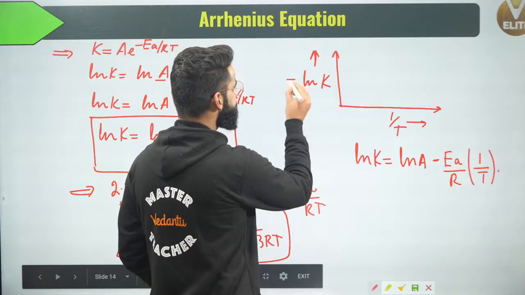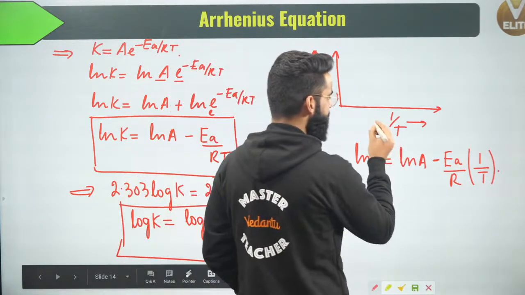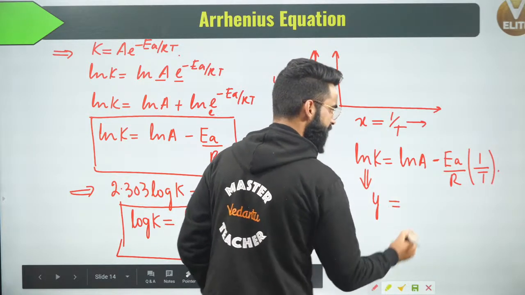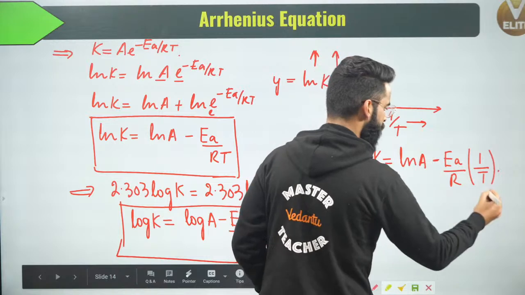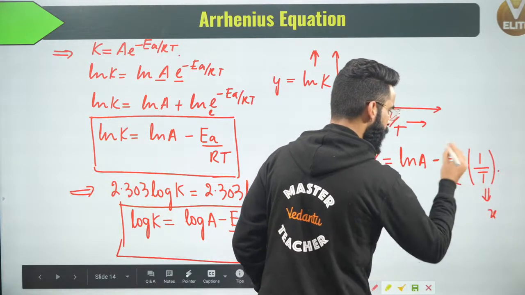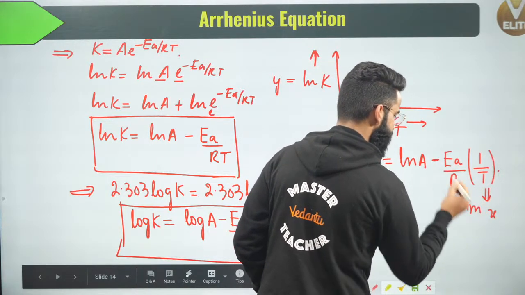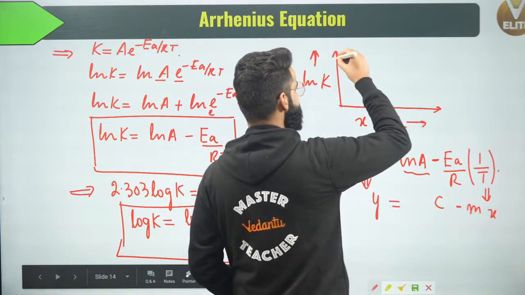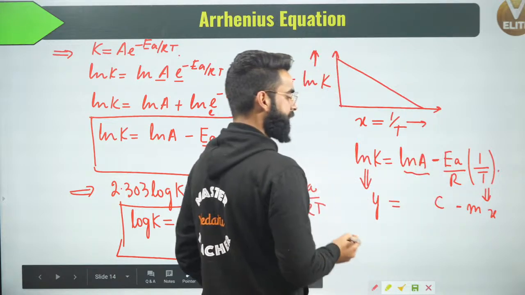Now people, along the y-axis I'm plotting ln of K. Along the x-axis I'm plotting 1 by T. Instead of ln of K, you are going to write y is equal to. Instead of 1 by T, you are going to write x. And this whole term is your slope m. Over here the sign is negative. Instead of ln A, you are going to write c. y is equal to minus mx plus c. That means the curve is a straight line like this with a negative slope.